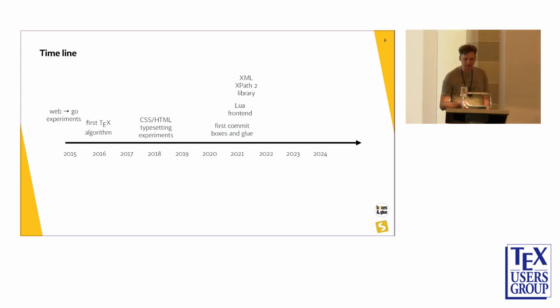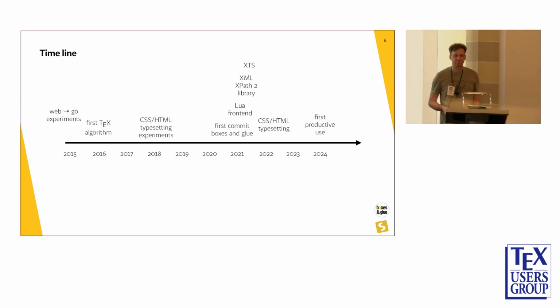Since I use XML a lot, I also had to write an XPath library and some XML stuff. And the XTS stands for Experimental Typesetting System, or XML Typesetting System. It is the one I use currently as a test bed to continue the development. So currently I work on CSS, HTML typesetting, and hopefully next year I will have the first productive use.